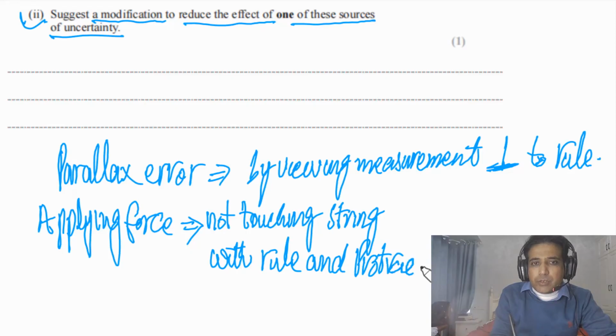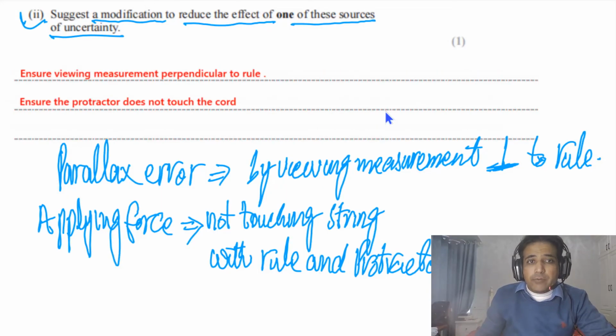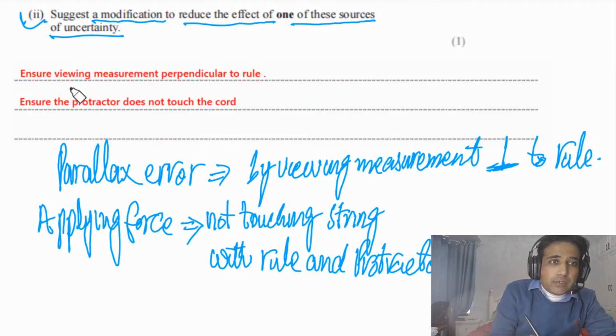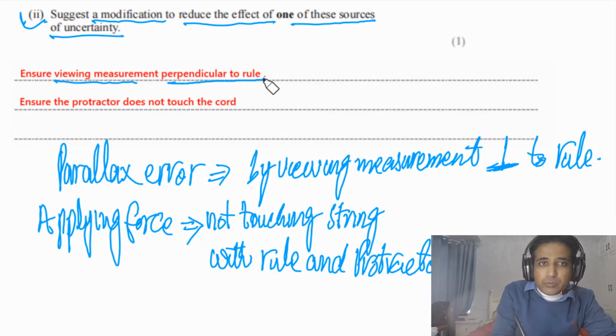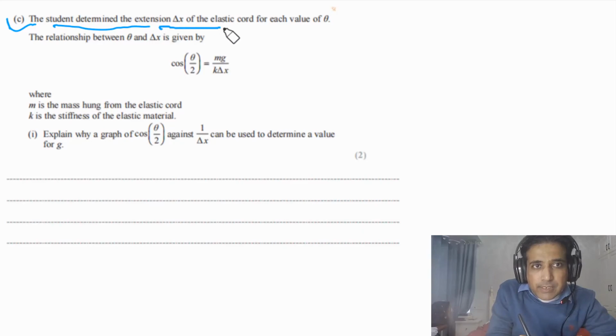So this is how we can modify the protractor. These 2 points you can mention, but this question has only 1 mark, so you have to mention only 1 point. So we can say: viewing measurement perpendicular to the meter rule and ensure the protractor does not touch the cord. Part C says the student determines the extension delta x of the elastic cord for each value of theta.